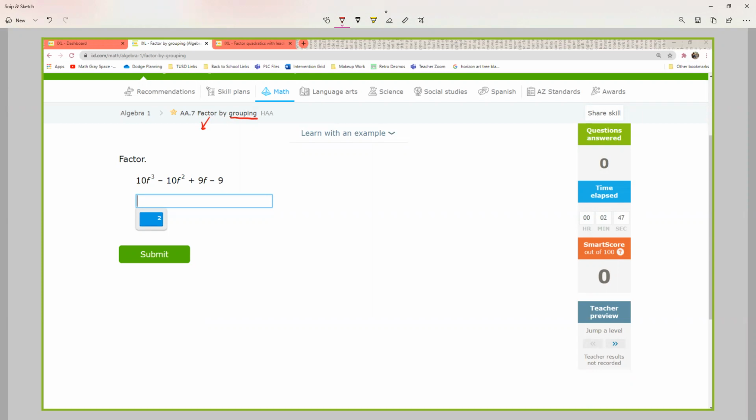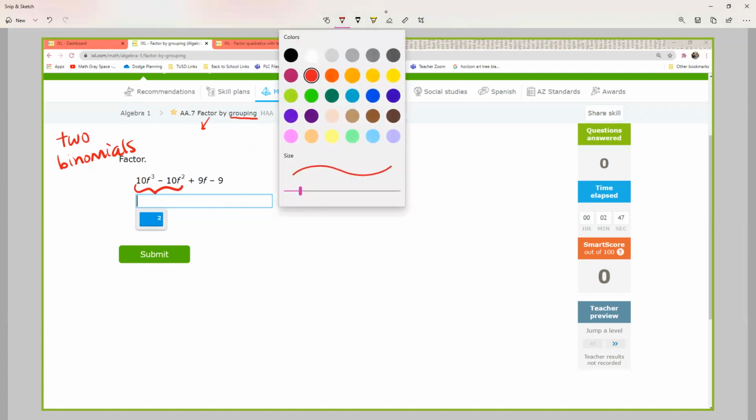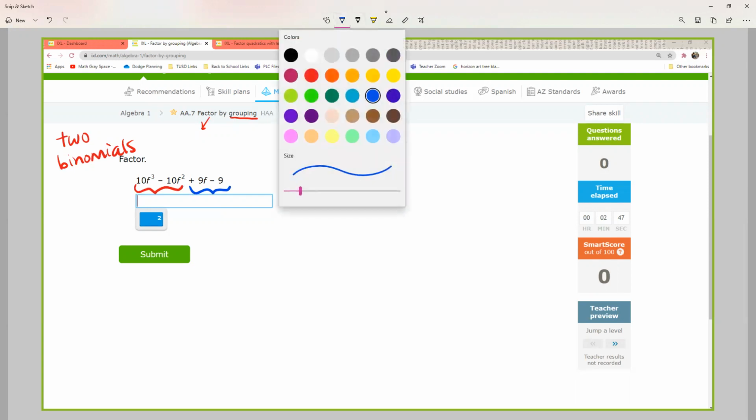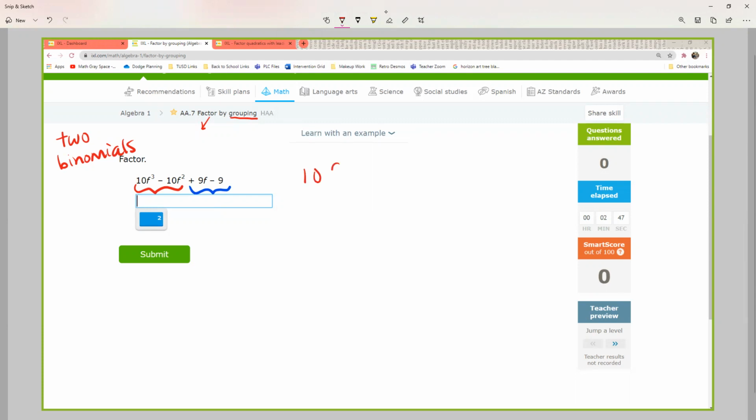I'm going to take this 4-term polynomial and turn it into 2 binomials that are being multiplied together. So I want to get two pieces. I'm going to look at it as though this was one group. That's why it's called factoring by grouping, because you're grouping them together into 2 different groups. So I'm going to come over here and rewrite just so you can see it written out. So I have 10f to the third minus 10f squared.